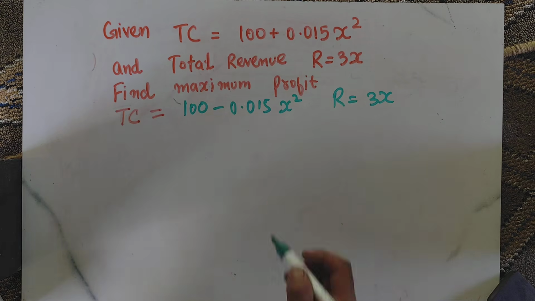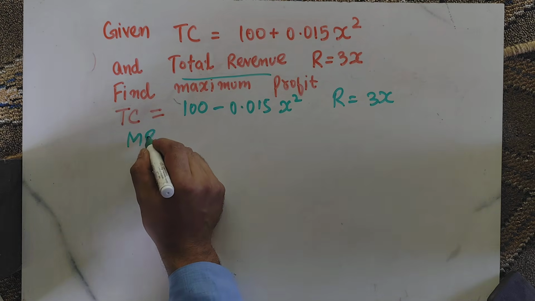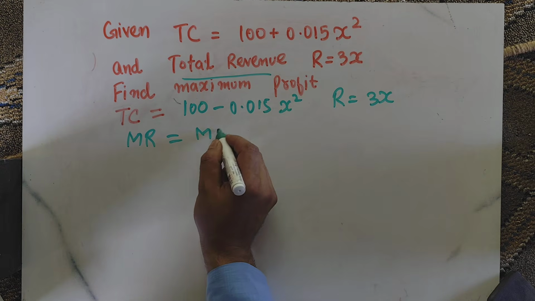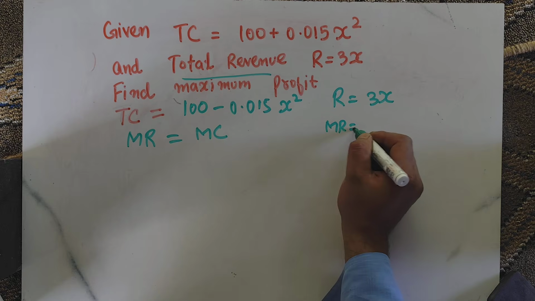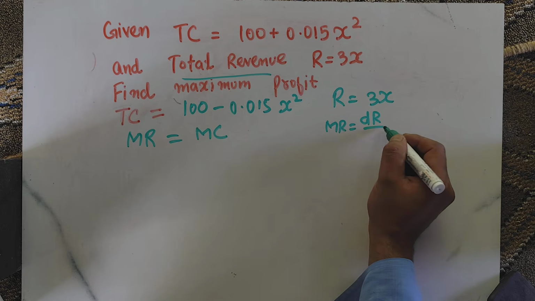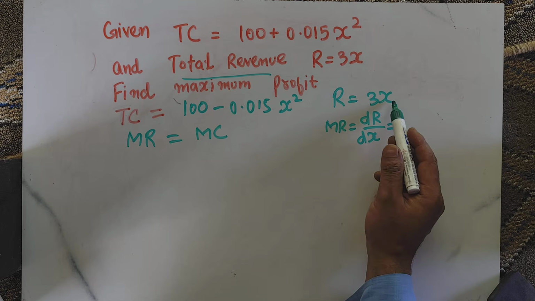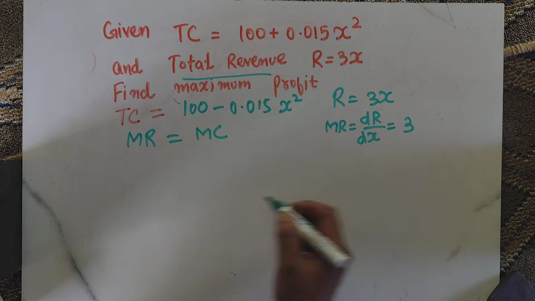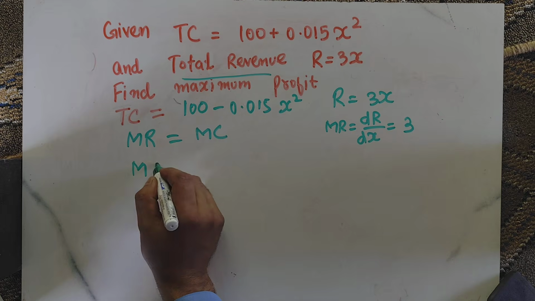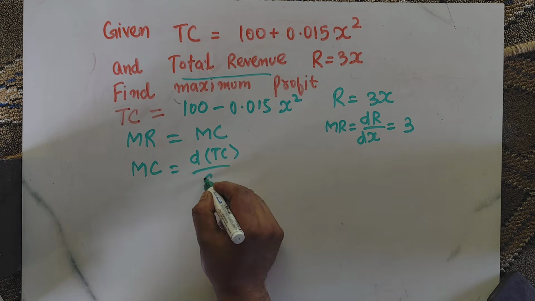To find out the maximum profit, we know that for the profit maximization condition, we equate the marginal revenue with the marginal cost. Since this is total revenue, marginal revenue will be the derivative of this with respect to x. Differentiating with respect to x, the derivative of x is 1, so we are left with 3. That is our marginal revenue. We also need to find the marginal cost, that is the change in the total cost due to the change in the output.